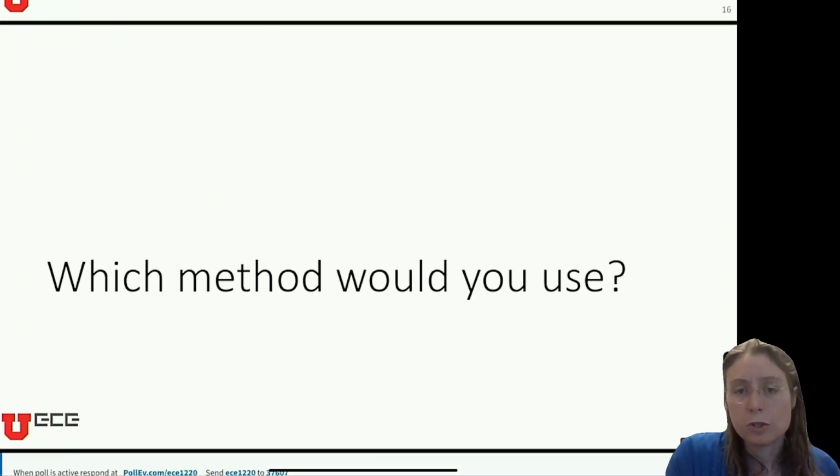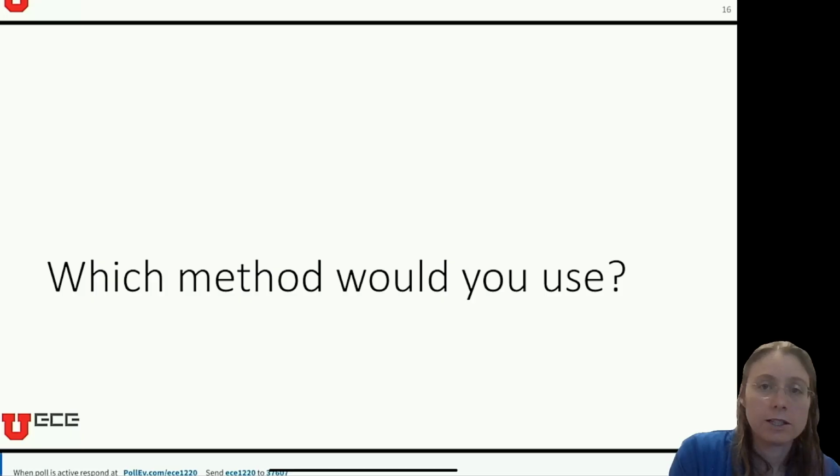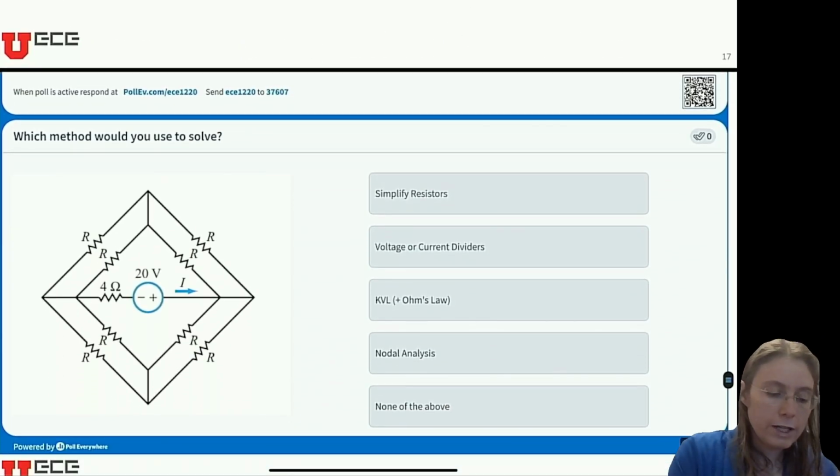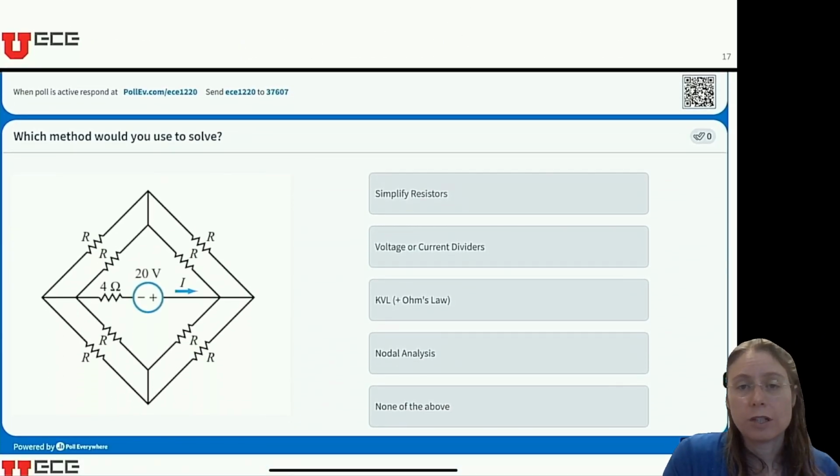Which method would you use in each situation? After I show you each screen, I want you to pause the video for a few seconds and think about which of the methods you would use to solve that specific circuit. And then you can unpause the video once you have an answer, and I will tell you what I think in comparison. Okay, so which method would you use to solve this circuit and why?